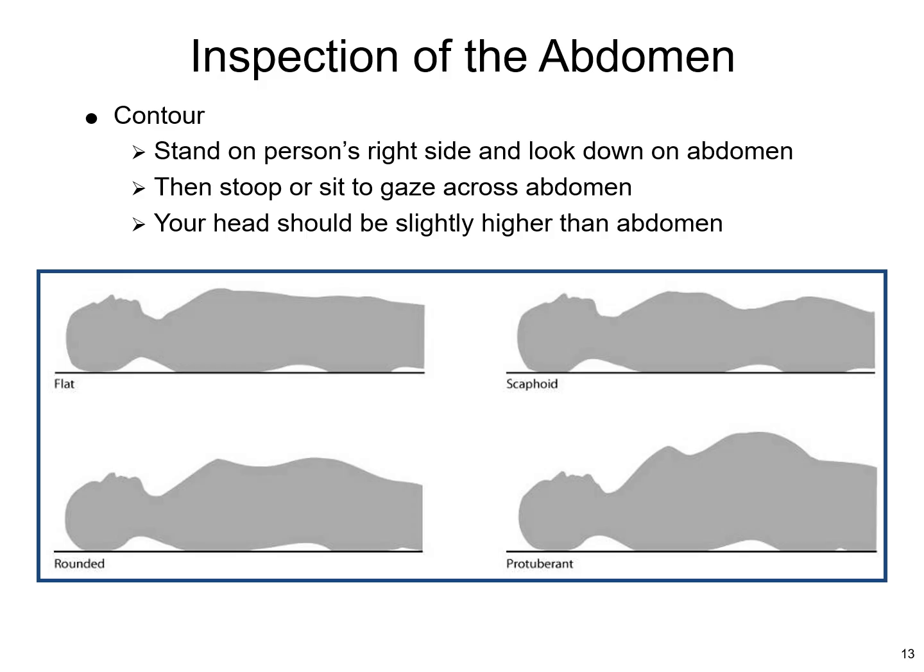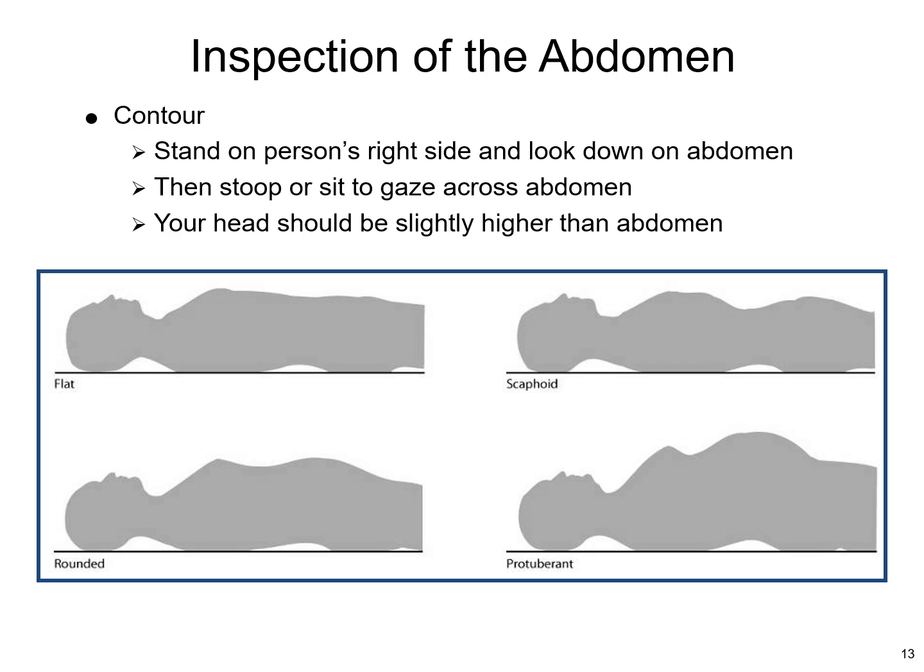When we are inspecting the abdomen, when they are laying flat, we want to look at the contour of the abdomen. So we want to stand at the person's side, typically the right side, and we want to look down on the abdomen. Then you want to kind of stoop down and gaze across the abdomen. You want your head just a little bit higher than the abdomen. That way you can get a good visual of the shape of the abdomen.